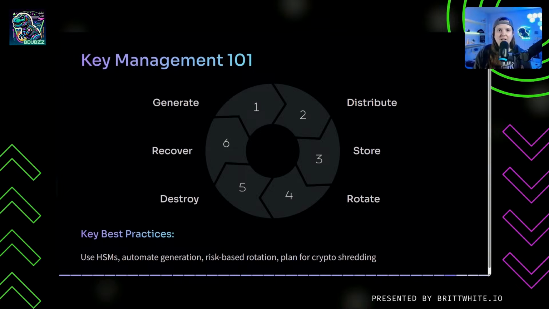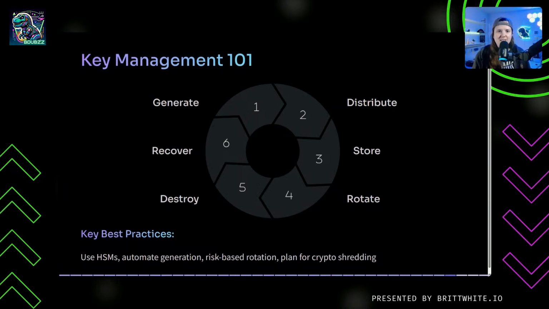Recover, plan a backup, like splitting keys among trusted crew. Screw this up and it's over. A stolen key unlocks it all. A lost one locks you out. Use HSMs to automate generation. Rotate based on risk and plan for crypto shredding, destroying the key and killing the data.